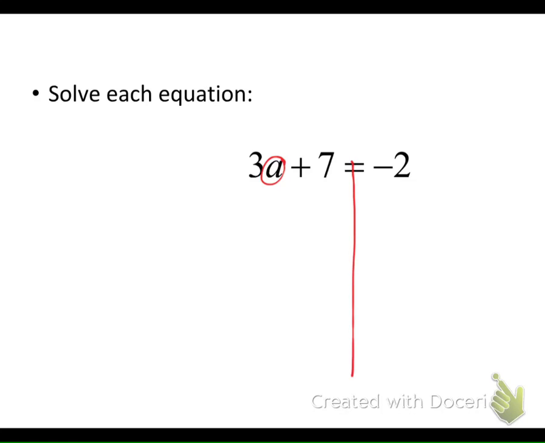Kaylin? You gotta get the 3a by itself. So you gotta minus 7. But how do you know you're going to start with that minus 7? What mnemonic device did we use to remind us to get rid of that minus 7?